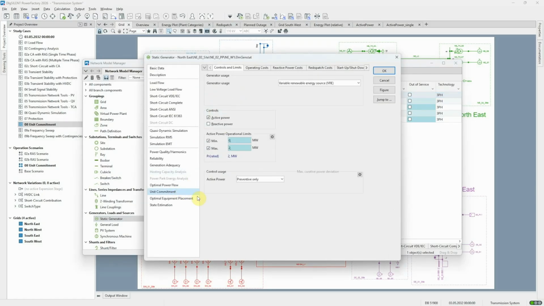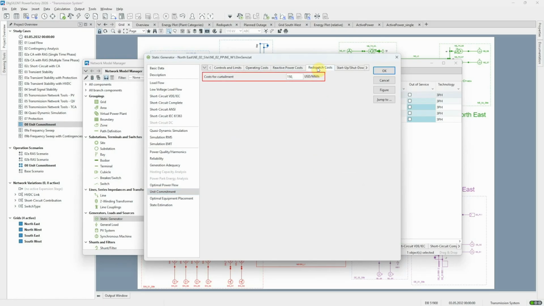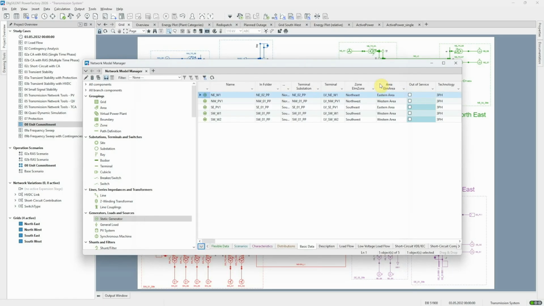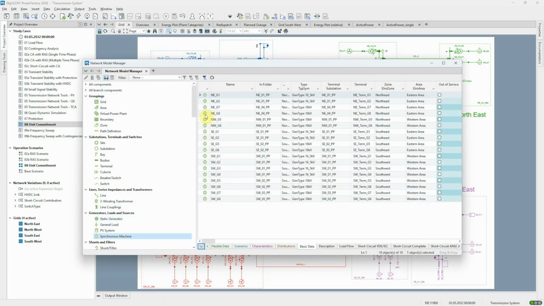The unit commitment page is the same for synchronous machines and static generators. But if a unit is defined as a variable renewable energy source, or VRE, we can only enter costs for curtailment, as it's assumed that the unit is not normally dispatched. In this example, all static generators are flagged as VREs. Let's look now at a synchronous machine.